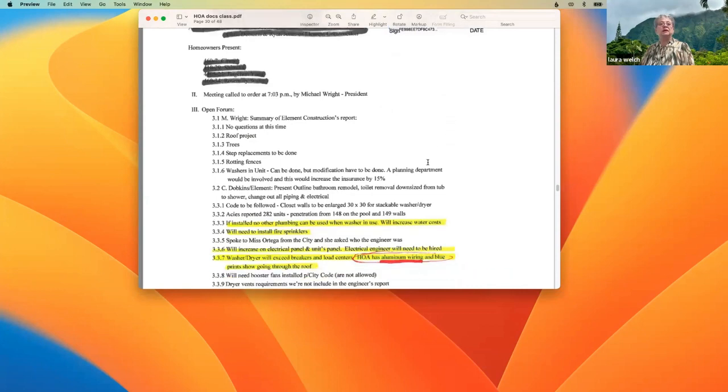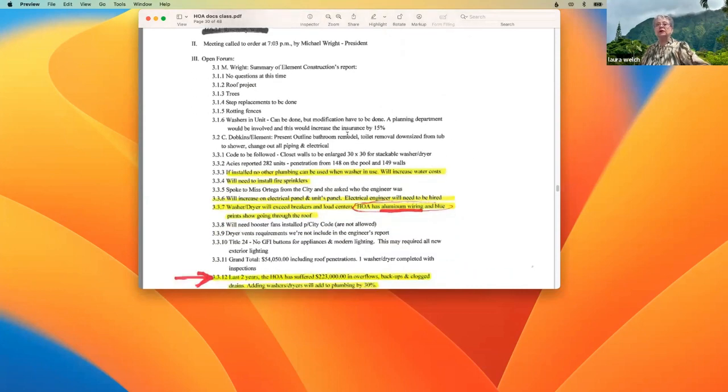Now we're getting into the meeting minutes. What am I looking for? Okay, number one, I underlined this. HOA has aluminum wiring. Not a good thing. There was a short period of time when they were using aluminum wiring, and it was discovered that aluminum wiring is prone to overheat and cause fire. And therefore, people are replacing it.